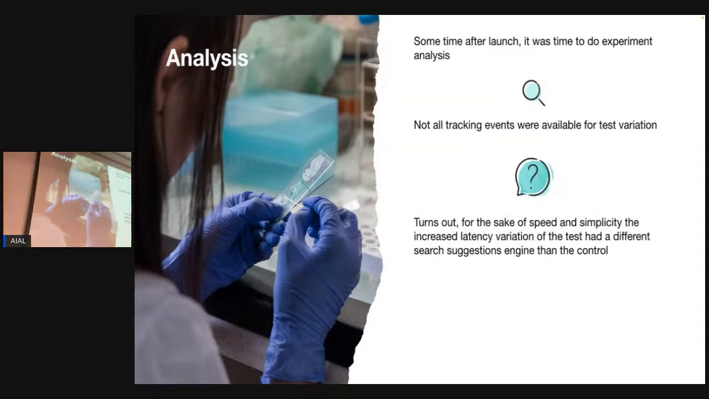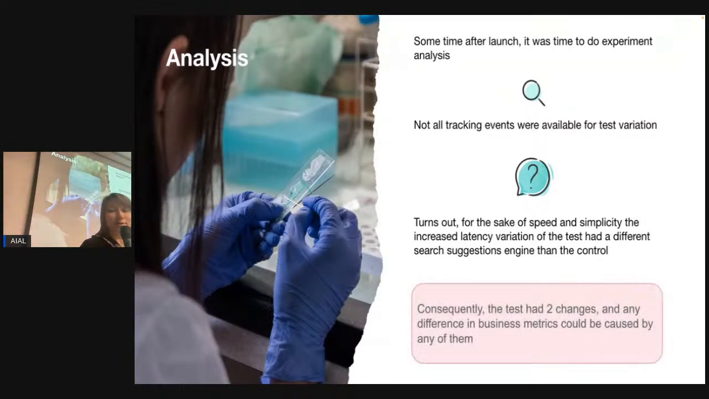Turns out that the team decided to save some time and chose a bit different search suggestion engine than the control because it was easier to implement with the delay. So I was annoyed after hearing that. So it turns out that the test had 2 changes, and any difference that we observed might not be because of the latency, but maybe because of a different search suggestion engine.